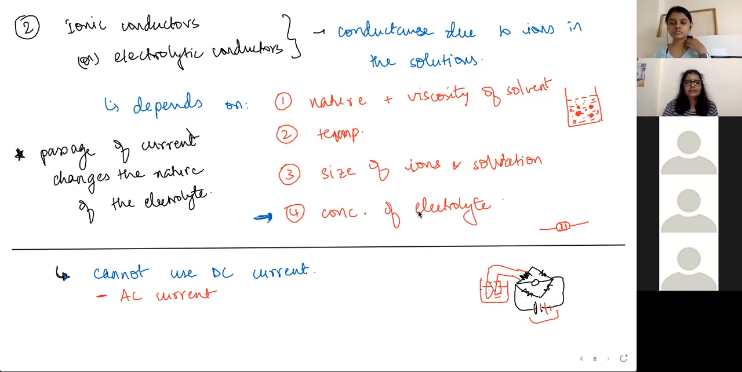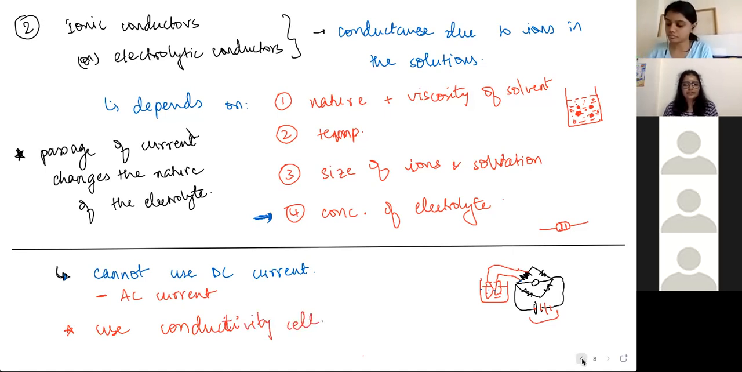Another thing is that the way you measure conductivity is, you use AC current, and then you use a special thing called a conductivity cell. So that's for measuring the conductance in ionic conductors.